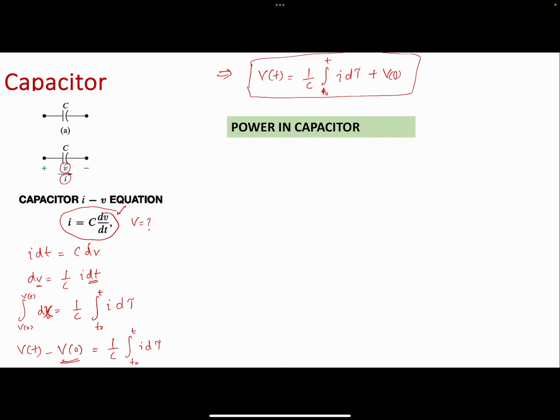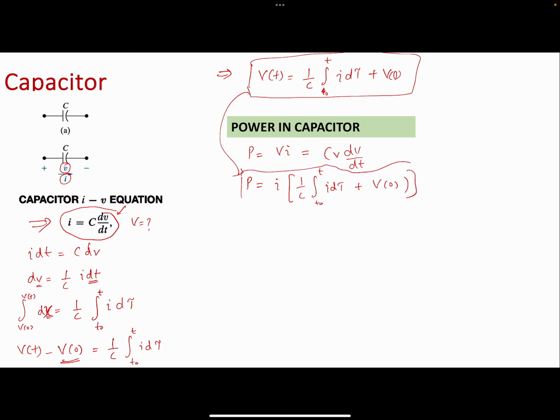Similarly, we can find the power across the capacitor, exactly the same way that we did last time. So power equals V times I. We already have, for example, this equation, and I can put the value of V over here. So I get C V dV by dt as one of the ways we can represent the power. Another way to represent the power is to use this equation over here and use the current I times 1 over C, integral from t naught to t of I d tau, plus V of 0.